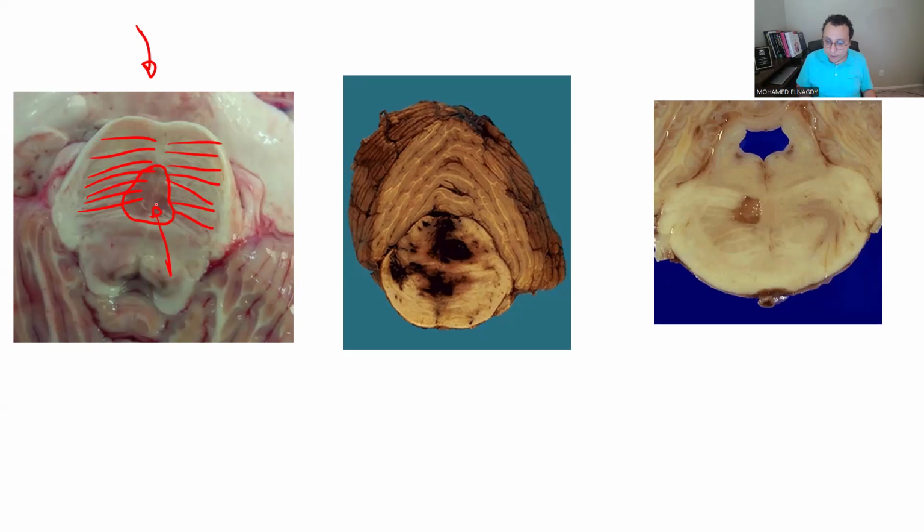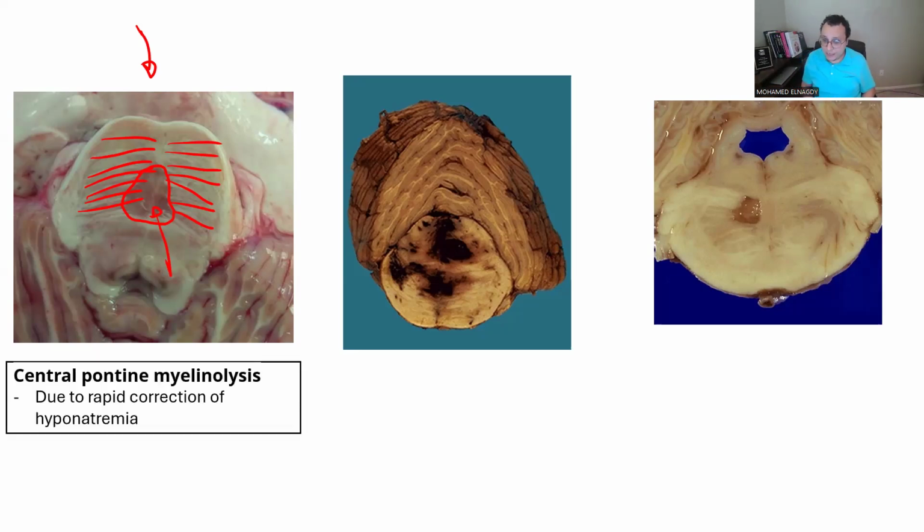This is usually due to rapid correction of hyponatremia, as you mentioned, Noor, good job. It is usually due to rapid correction of electrolyte imbalance. When you correct the hyponatremia so rapidly and the tonicity goes up real quick, this leads to demyelination injury in the center of the pons. This is what we call central pontine myelinolysis. Very important, and you need to clearly identify this gross finding.